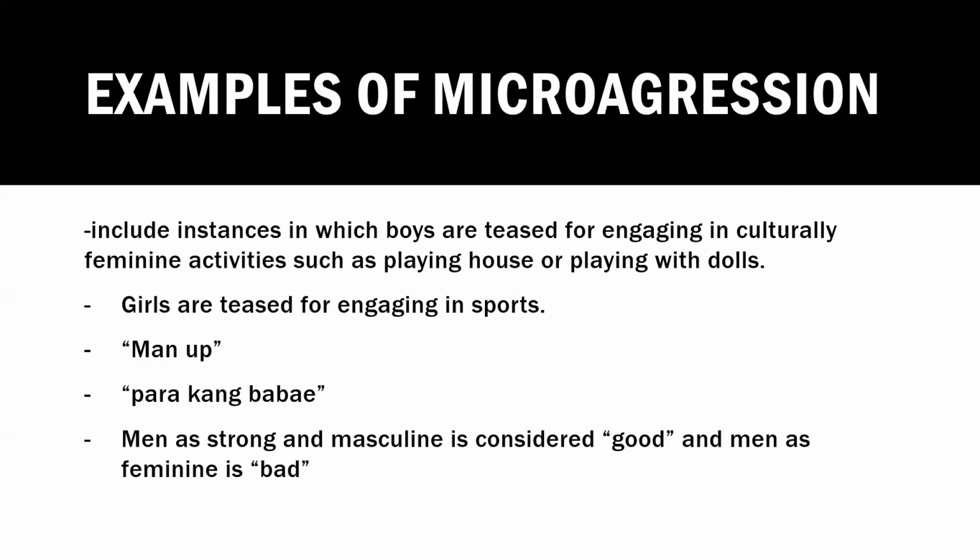Thus, bakla, the term for homosexual male, is used to berate and control men's behavior. The statement, para kang babae, when used on men, is used to challenge masculinity and to show that being womanlike is bad, thus demeaning women as a gender. Although seemingly harmless, these instances are a form of correction that ensures that people do not stray from the culture's definition of the good. In this case, men as strong and masculine is considered good, and men as feminine is bad.